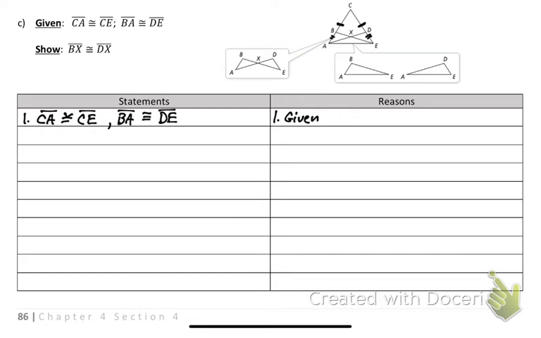So I know that AB is congruent to DE. I can mark those on that one. I also have CA and CE. Maybe we'll have to use that in a second.